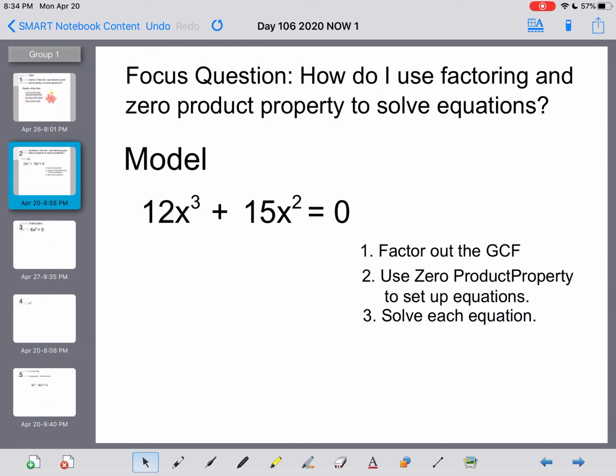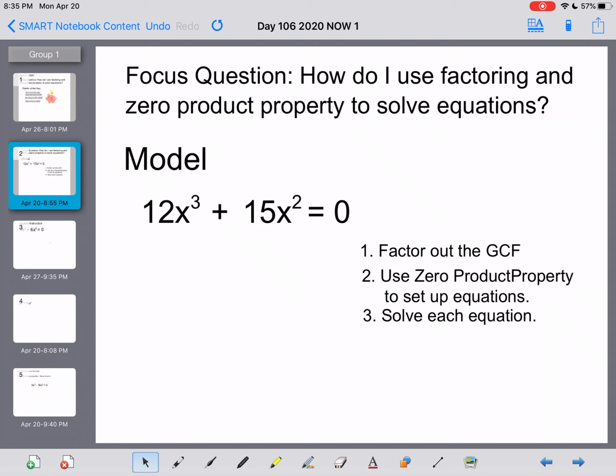All right, so I already shared with you the focus question. How do I use factoring and zero product property to solve equations? So over the last week and a half, we've been talking about expressions and how we could write them in two different ways. We could write them in expanded form and we could write them in factored form. And when they're written in factored form, if it's equal to zero and we have an equation, we could use the zero product property. So we're going to work through that today.